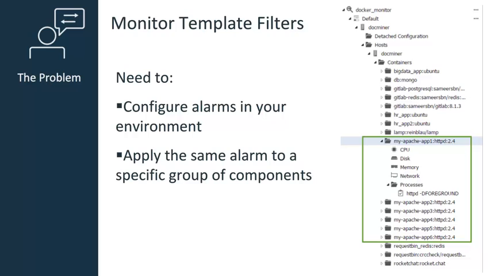Here is a typical scenario where using a monitor template with filters can be useful. For this demonstration, I am using the Docker Monitor Probe to monitor a process in a Docker environment. I want to generate an alarm for my Apache containers when the process for the HTTP daemon is inactive. If you have a large Docker environment, you might want to apply a consistent level of alarming across a specific group of components. In this example, all Apache containers.